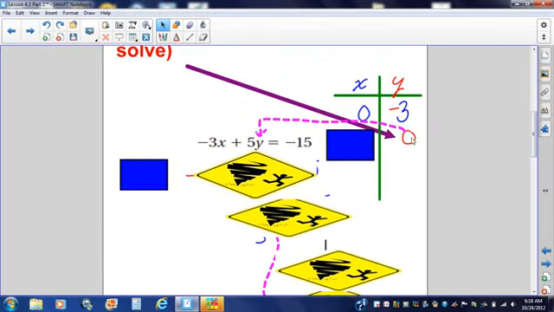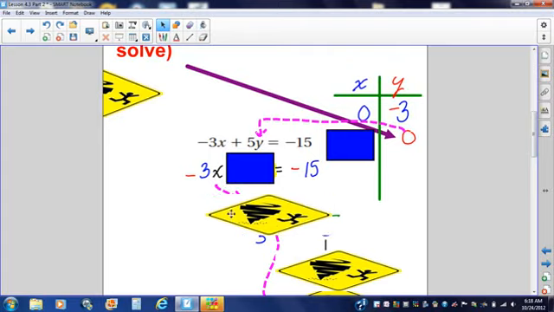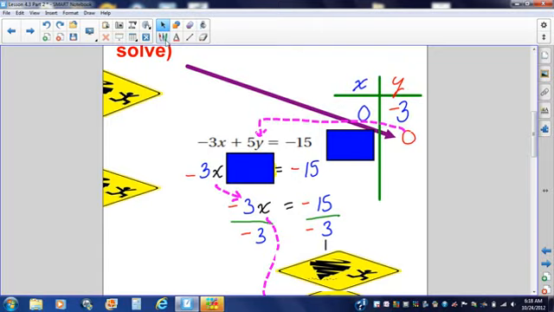So we said we're going to let y be 0. We're going to substitute 0 in for y, plug and chug. The 5 is touching the y, so that means 5 times 0. Well, 5 times 0 is going to give me 0, so I'm just going to cover that up. Now my equation is negative 3x equals negative 15. What am I going to do? I'm going to divide both sides of the equation by negative 3.